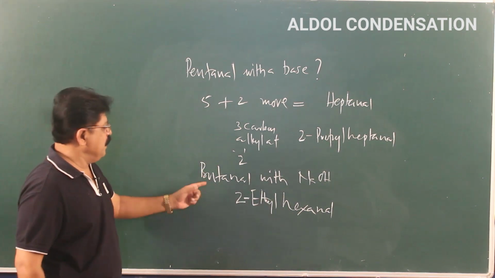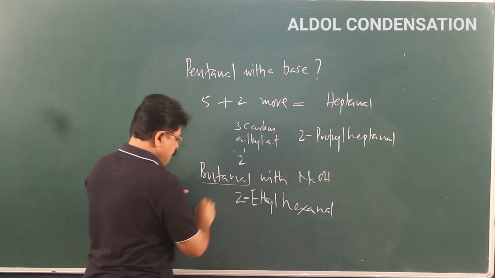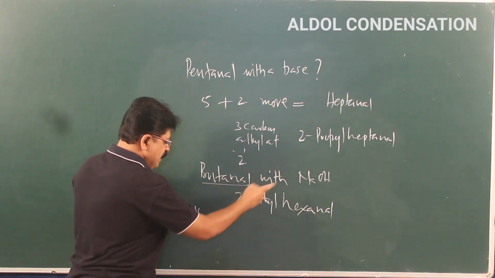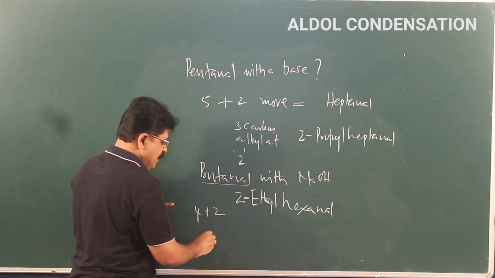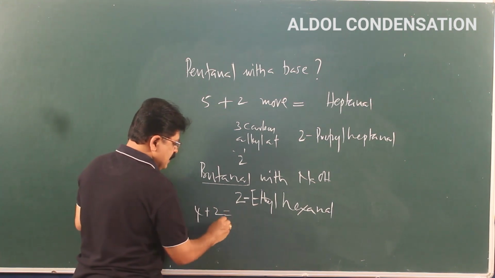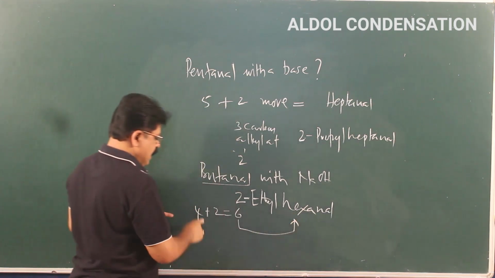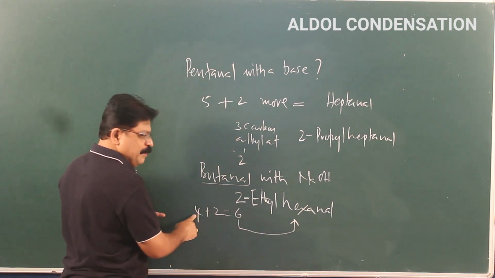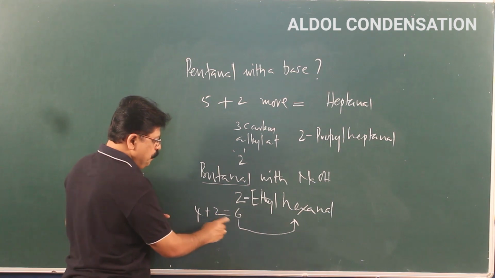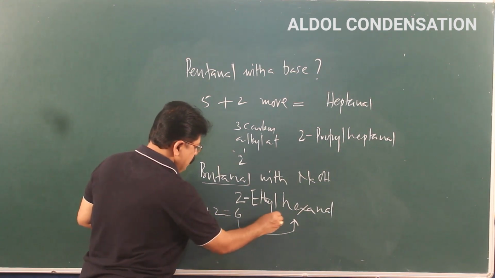So what we have to do? 4 from the next molecule, add 2. How many is it? 6. 2 you have taken, it should be 4. How many is left? 2. So the side chain will be ethyl.